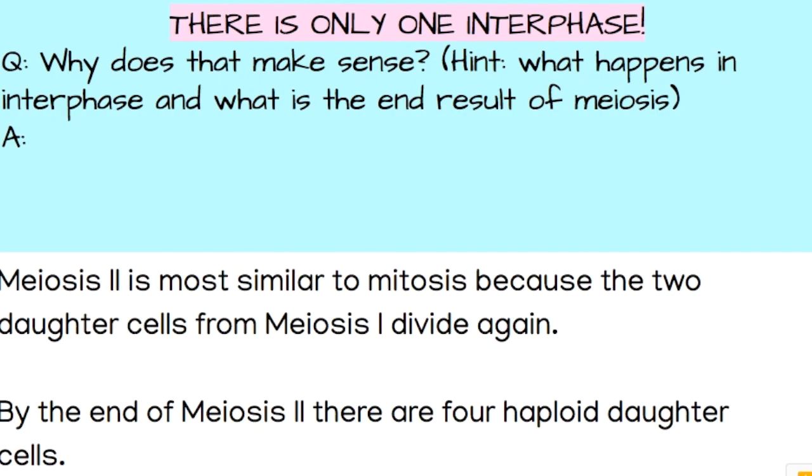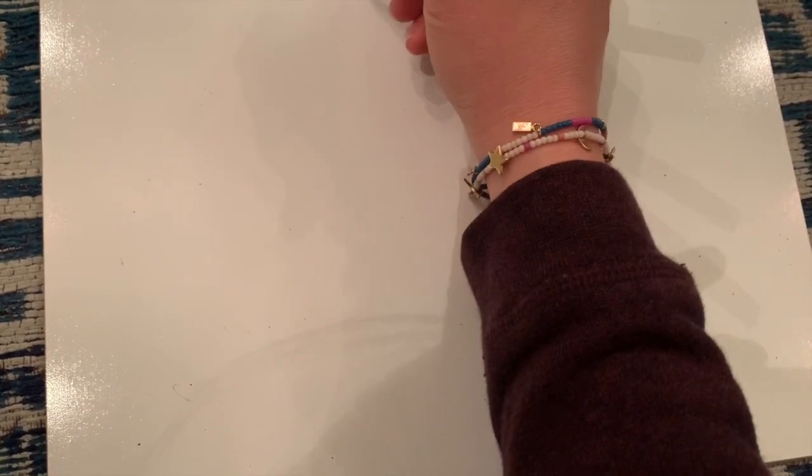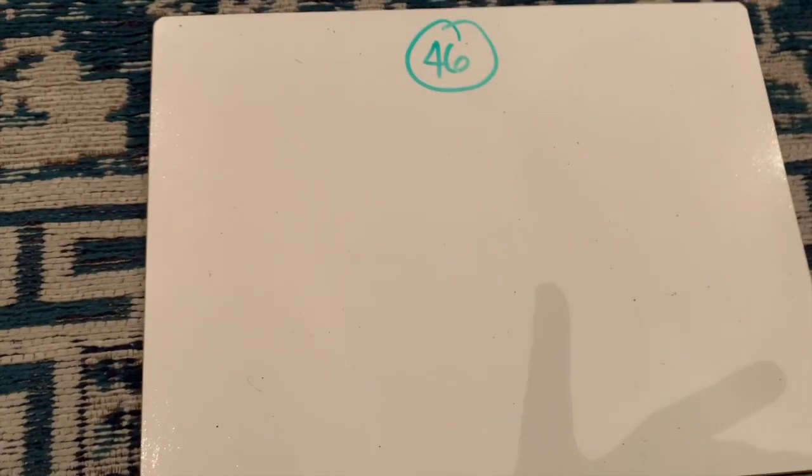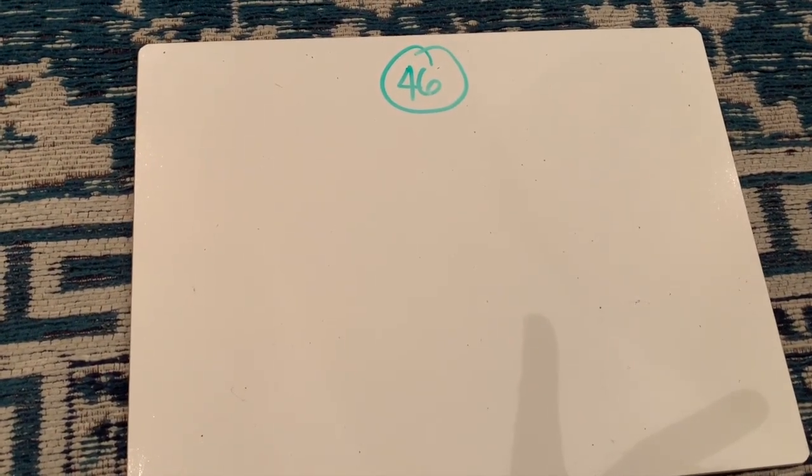But wait, there is only 1 interphase. Question, why does that make sense? Hint, what happens in interphase and what is the end result of meiosis? You are a human. And as a human, you have 46 chromosomes in all of your body cells.